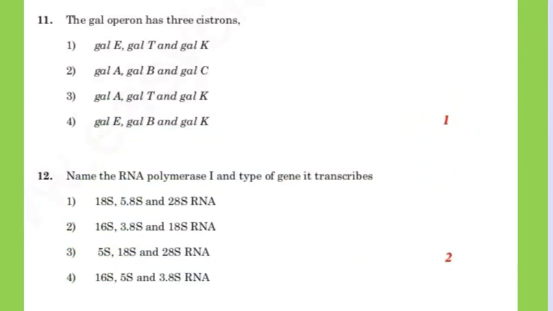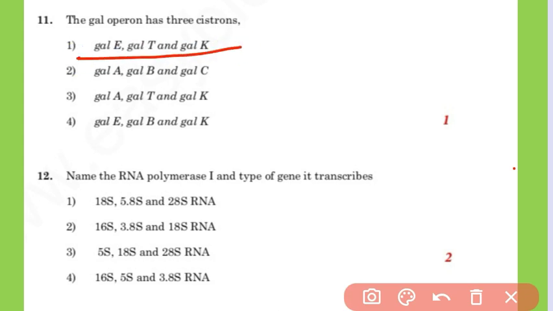Then the next question: the gal operon has 3 cistrons. The gal operon is a prokaryotic operon which encodes enzymes necessary for galactose metabolism. Glucose and lactose cannot act as an inducer because they don't have a binding site for attaching the repressor protein. The gal operon is controlled by the CAP-cyclic AMP complex, similar to the lactose operon. The galactose operon has 3 cistrons, that is galE, galT, and galK. So option first is the answer of this question.